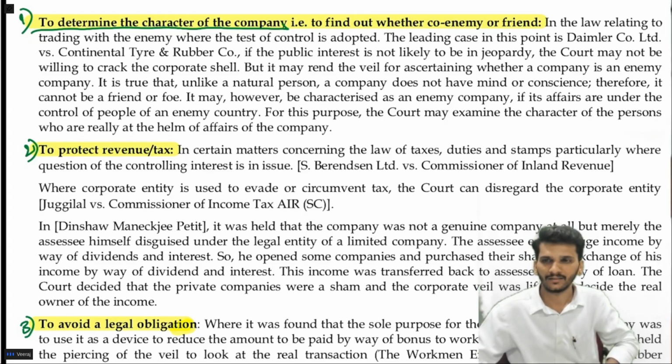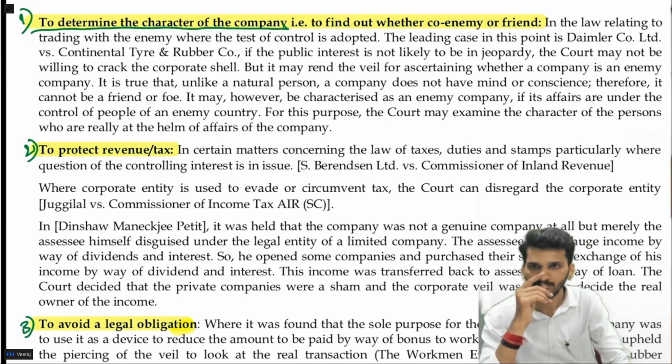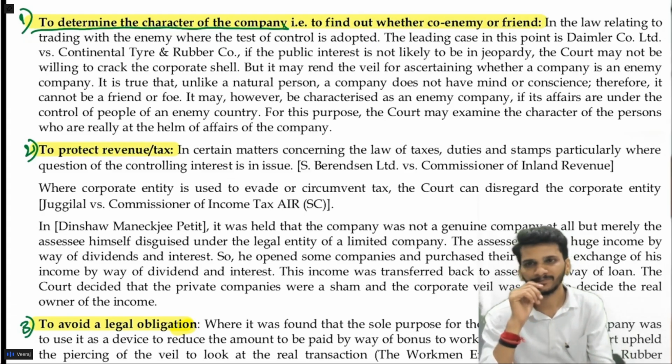Amish. To determine the character of the company, that is whether it is friend or enemy, to protect revenue or tax, to avoid legal obligations, formation of subsidiaries to act as agents, formation of company for fraud or to defeat the law. To determine the character of the company, that is whether to find if it is enemy or friend, to protect tax or revenue, to avoid legal obligation, formation of subsidiaries to act as agents, and company formed for fraud or improper conduct.